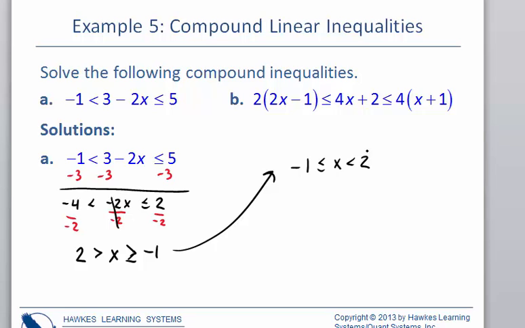All right, if we wanted to write this in interval notation, we could write it starting with -1, going all the way to 2. Because there's an equal sign on the -1, we'll use a bracket. Because there's no equal sign on the 2, we'll use a parenthesis.